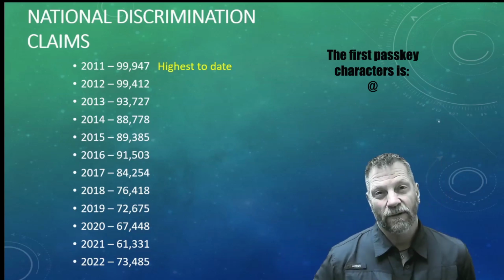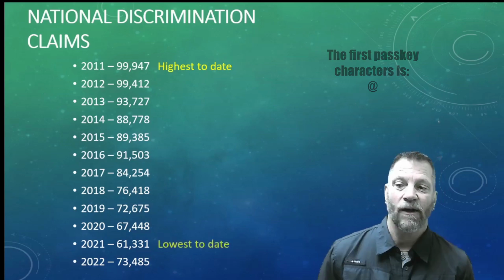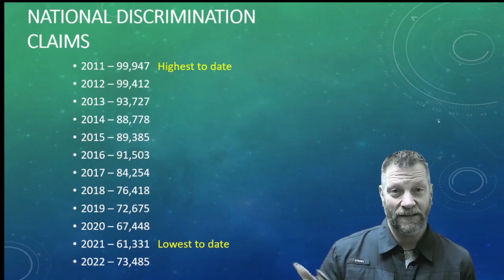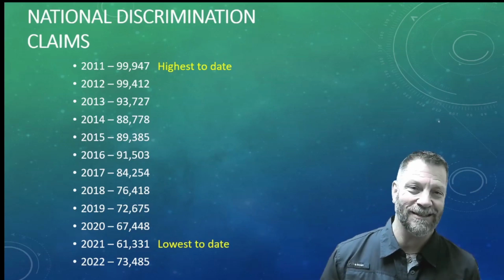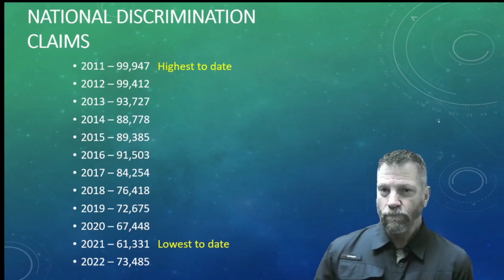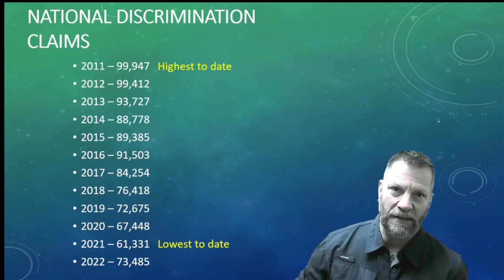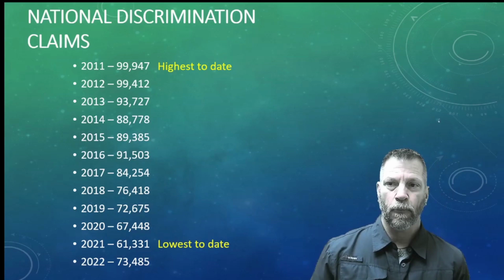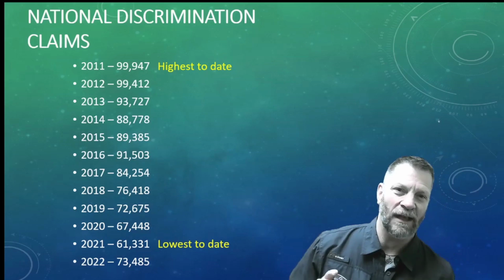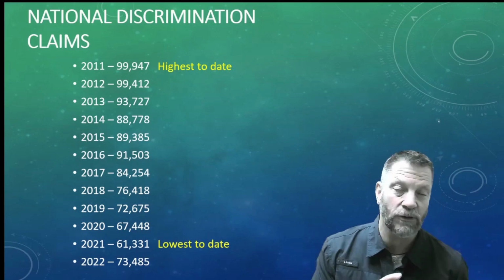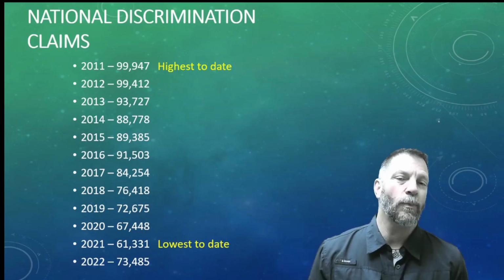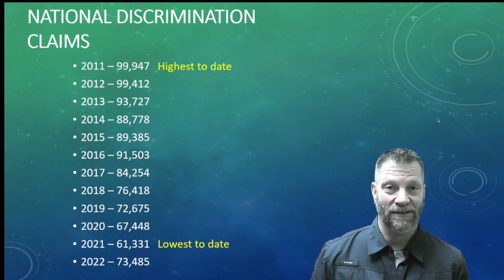The lowest number of complaints filed with the EEOC to date was 2021. And I'm not sure, but I would guess, don't take this as the truth or the gospel, but I would guess it has something to do with COVID. Even if there was only one complaint filed with the EEOC, that's one complaint too many. All right, last year there were 73,485 people who felt like they were being treated unfairly for one reason or another at work. We need to do our part to make sure that we are not part of that list.